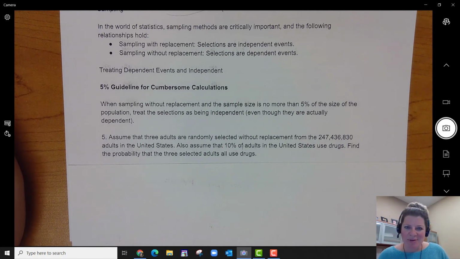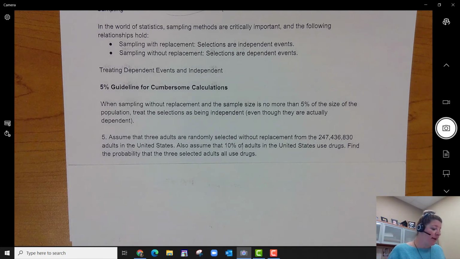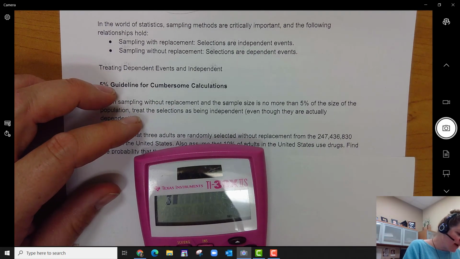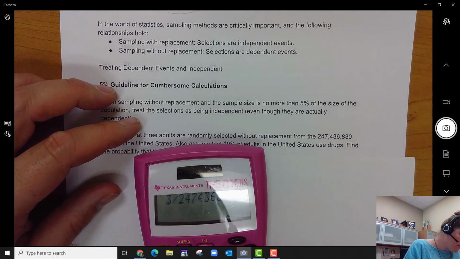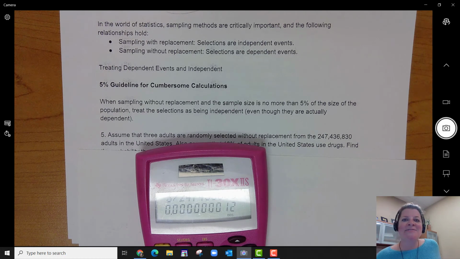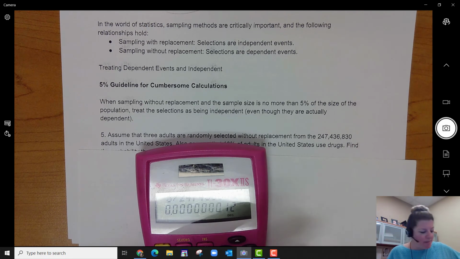Is that less than 5%? Well, let's calculate it. So I have 3 people divided by 247,436,830. Woof! Yeah, that's less than 5%. So we don't have to worry about this idea of a dependent. We can assume independence and just multiply the probabilities.